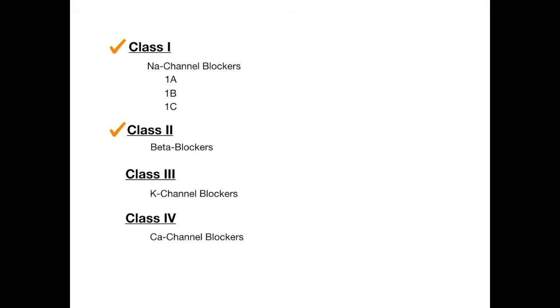So we've done class 1, our sodium channel blockers, and now we've done class 2, our beta blockers. Let's move on and talk about class 3, our potassium channel blockers. So the examples of potassium channel blockers include amiodarone, ibutilide, dofetilide, and sotalol. And this is pretty easy to remember because it spells out the word AIDS. So how will you remember that AIDS has to do with potassium?